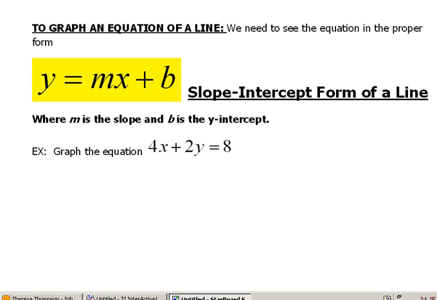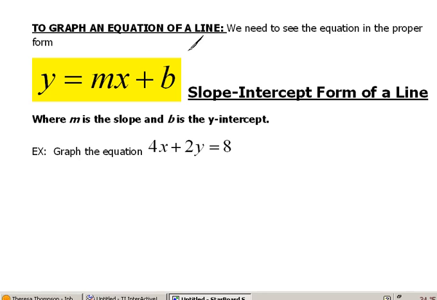Alright, so we've covered one form of a line, which works the best if you're going to write an equation. Now, the other form of a line is called slope-intercept form, and we want to use this form especially if we're graphing. This is what it's designed for, basically.